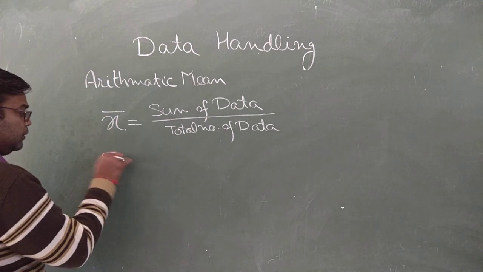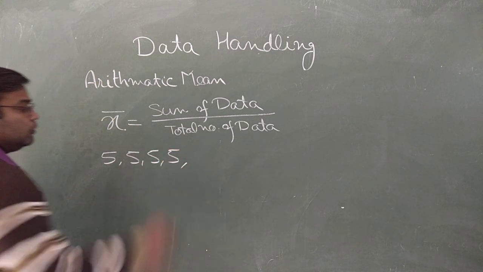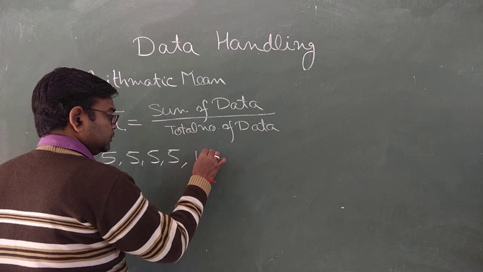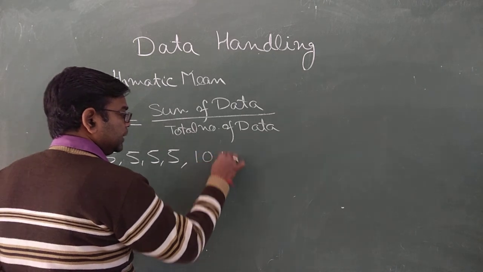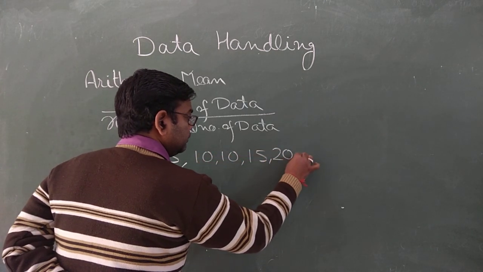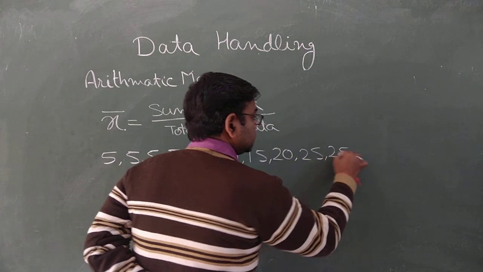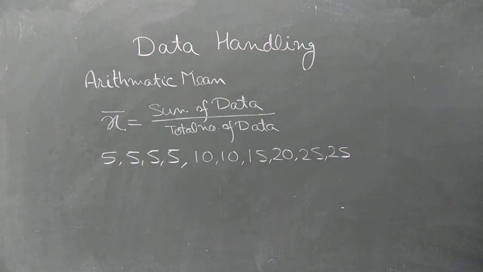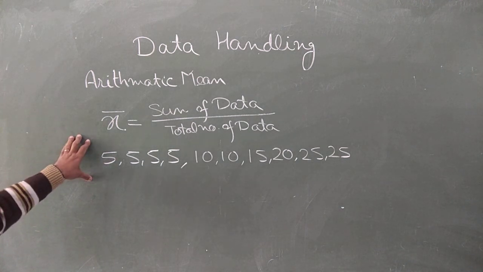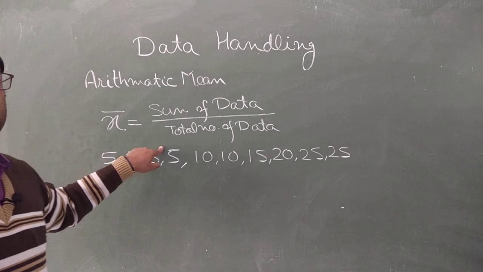So what are the marks? There I am using the array data. There are 4 persons having 5 marks, 2 persons having 10 marks, 1 person having 15 marks, one having 20 marks, and two having 25 marks. So this is the array data. If the question asked to you is what is the mean of this data, it says the sum of data by the total number of data.